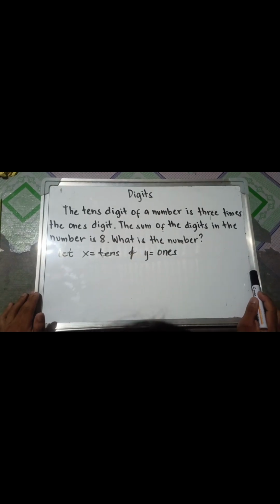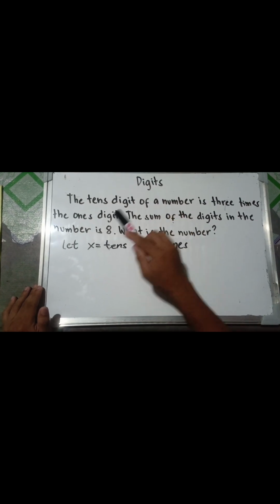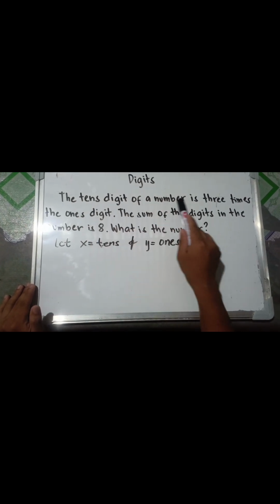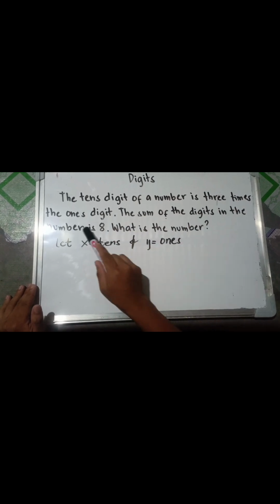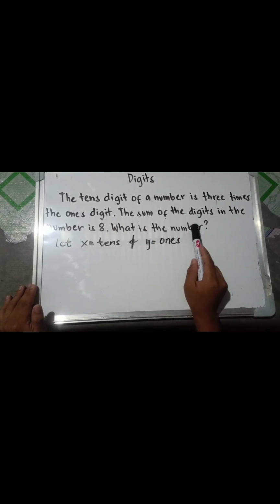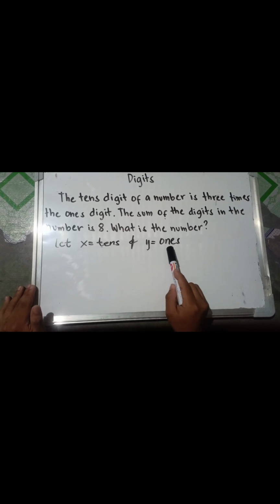In this video, I'm gonna show you how to solve problems involving digits. So this is our problem. The tens digit of a number is 3 times the ones digit. The sum of the digits in the number is 8. What is the number? So we let x here be the tens digit and we let y here be the ones digit.